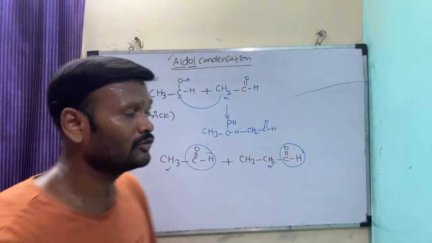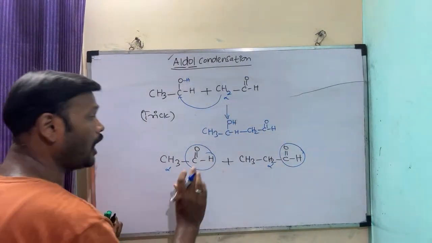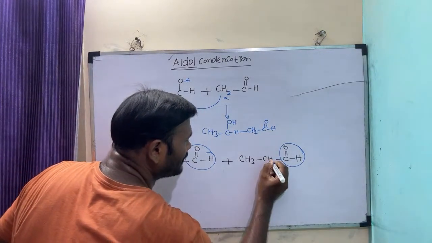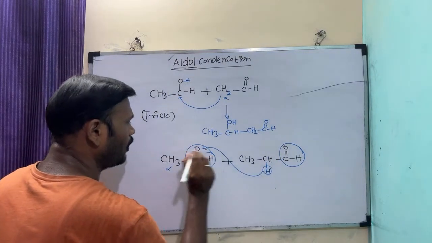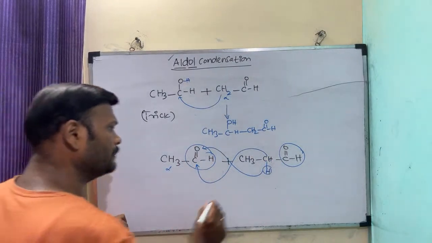We'll see the cross-aldol condensation in a different lecture. And here, how can we find the product? Simple, just what I told you: remove an alpha hydrogen and add that alpha hydrogen to this oxygen and the remaining part to this carbon. That's it. So what kind of product can we get?